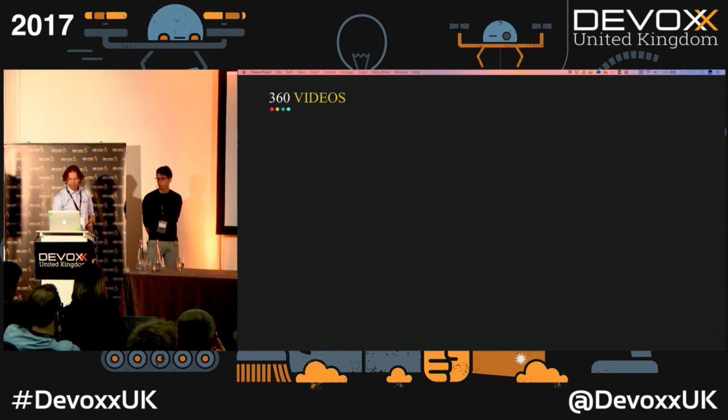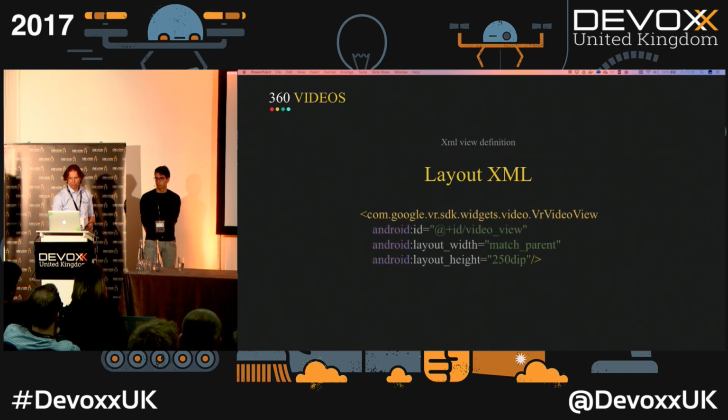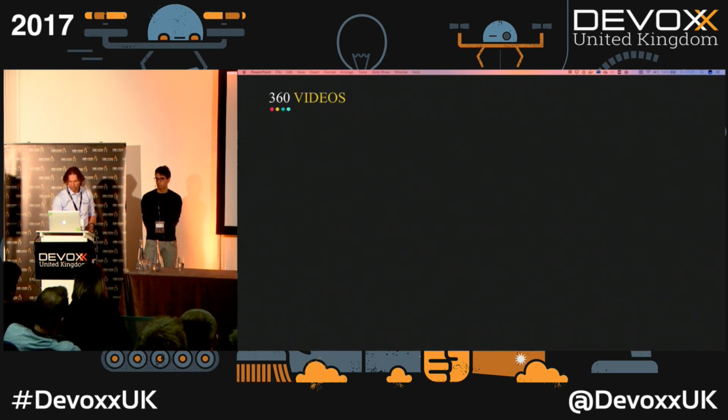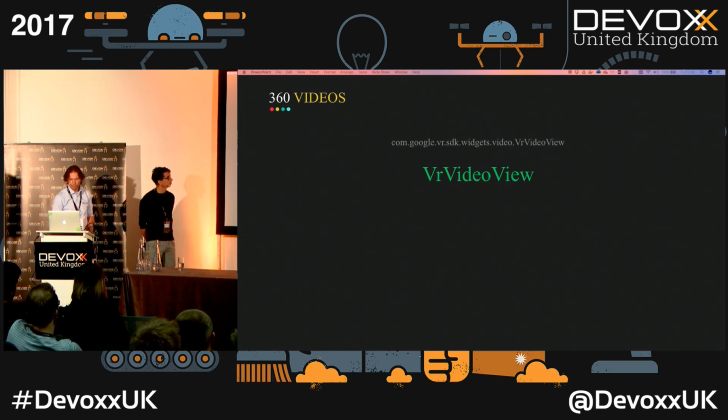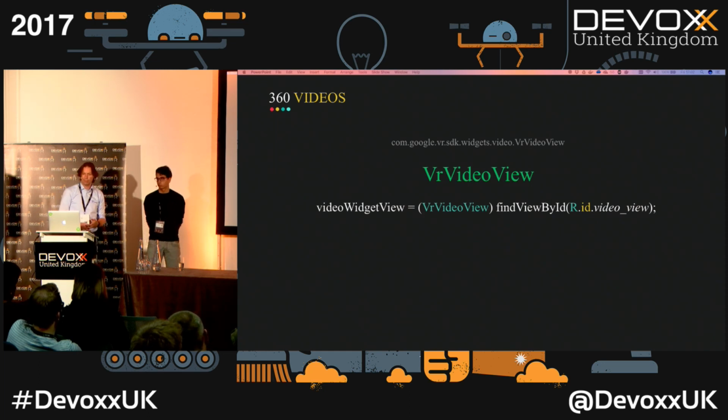Videos isn't that different. You have the layout XML again in the view definition, and you have the ID, and you set some properties, not very sophisticated, and you bind that in a VR video view. It can be found in the following package. Again, the ID is the binding factor over here, so it finds it by the ID.